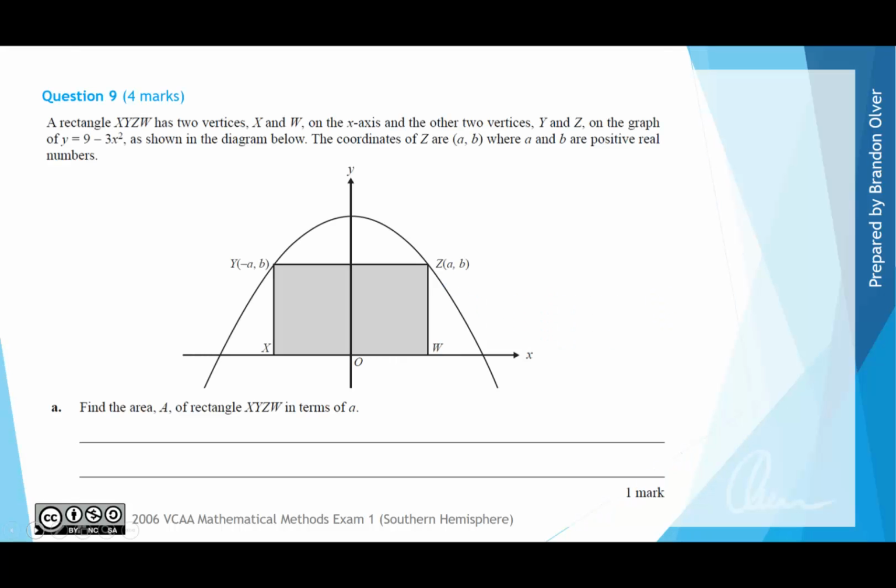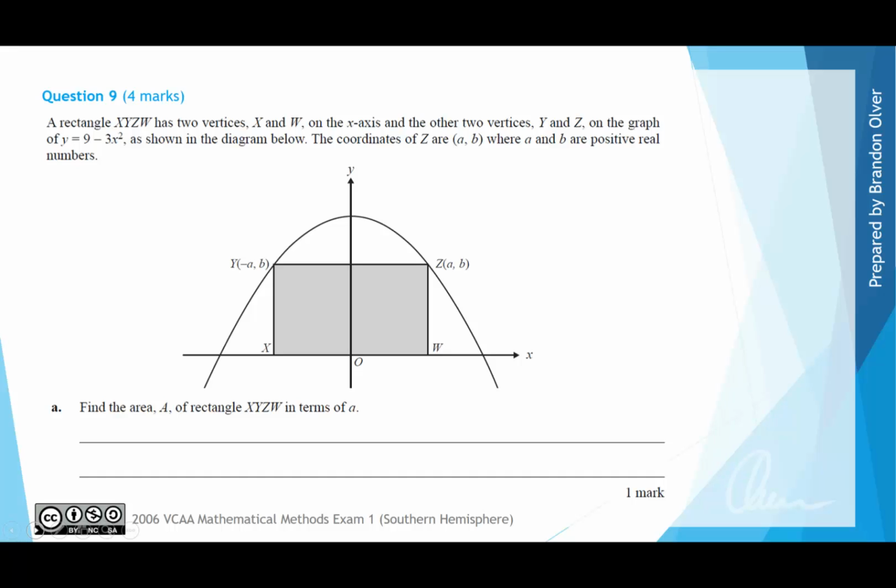So for question 9, we have a rectangle XYZW that has two vertices X and W on the x-axis and the other two vertices Y and Z on the graph of y equals 9 minus 3x squared, as shown in the diagram below. The coordinates of Z are (a, b), where a and b are positive real numbers.